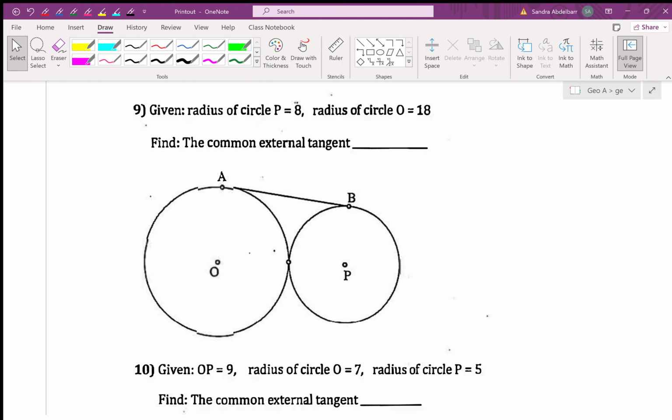So first step, draw a segment connecting the centers. So I'm drawing O to P. Second step, draw the radii to the points of contact. What does that mean when I say draw the radii to the points of contact? Draw a radius from O to what? A. That makes a right angle, right? And then I'm going to draw a radius from P to B, that makes a right angle. And then the radius of circle P is 8. The radius of circle O is 18. Remember for the bigger radius how I mark it.